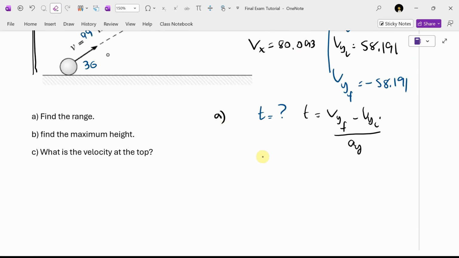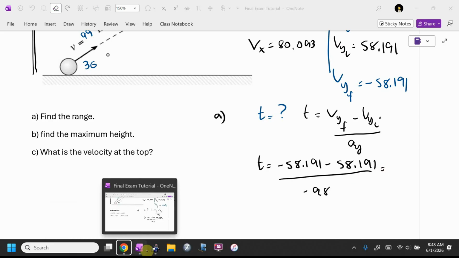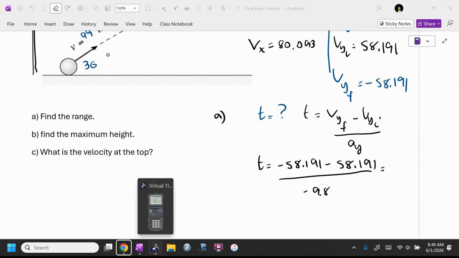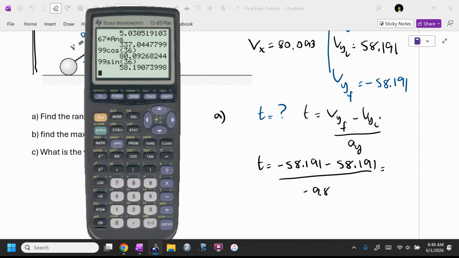So here's part A that we're doing. Time is going to be Vy final, negative 58.191, minus Vy initial, 58.191, divided by negative 9.8. In fact, because I have this number sitting on my calculator, I can cleverly use my answer button, I think. I think I can go bracket negative answer button minus answer button, close bracket, divided by negative 9.8. And I get a time of 11.8756. I'll call it 11.876 seconds.